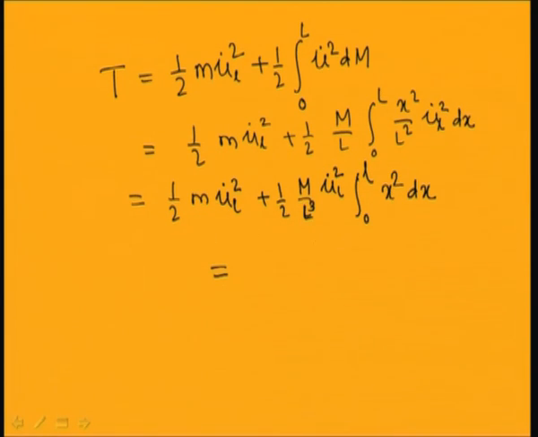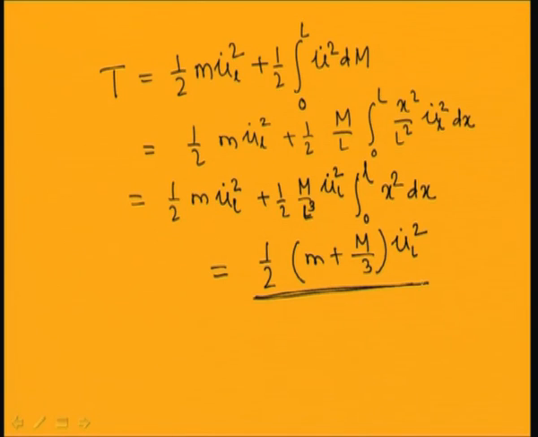So I can add these two terms. By adding these two, you can write this is equal to m plus M by 3 into u_L dot square. So this is the maximum kinetic energy of the system.